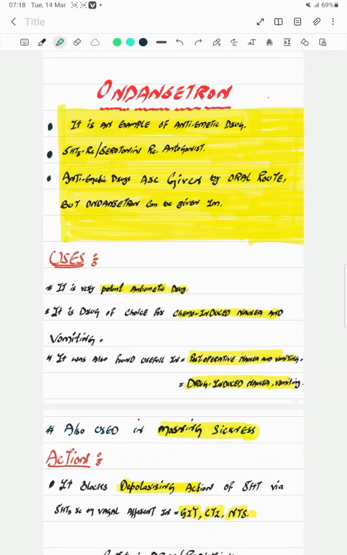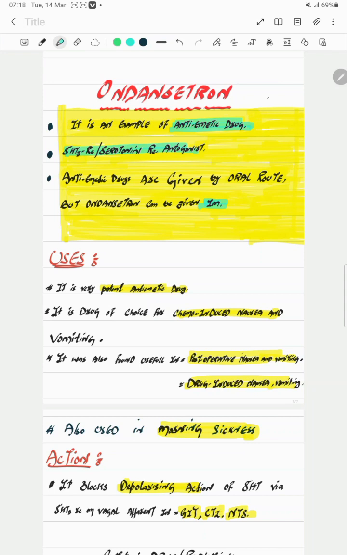Hello guys, today we will learn about an important drug, ondansetron. It's an example of an anti-emetic drug. Anti-emetic drugs are those drugs which are effective against nausea and vomiting. Ondansetron is an antagonist to the 5-hydroxytryptamine receptor, or serotonin receptors. Anti-emetic drugs are usually given by oral routes, but ondansetron can be given by intramuscular route as well.